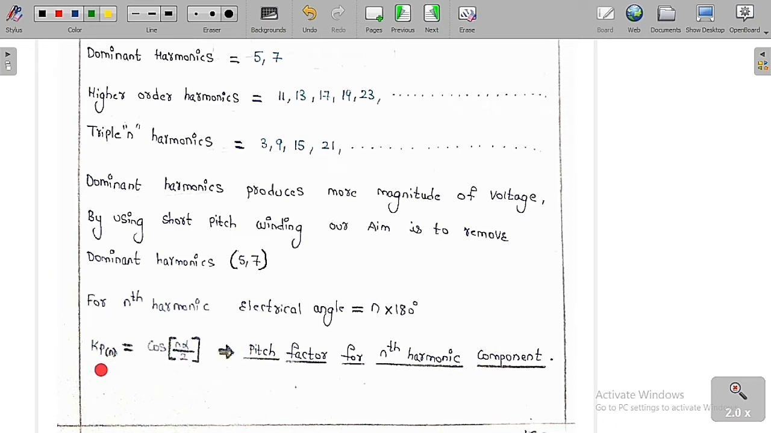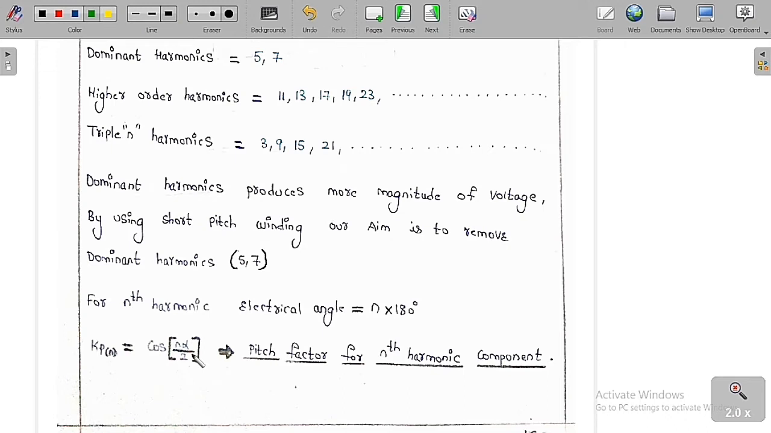Similarly, the same concept applies to the pitch factor. The pitch factor, or the coil factor, for the nth harmonic component is equal to cos of n alpha by 2. I have already told you what alpha is. Alpha is equal to 180 degrees minus the overall mechanical slot angle between the two slots that you are going to connect. This is an important point that you always have to remember.